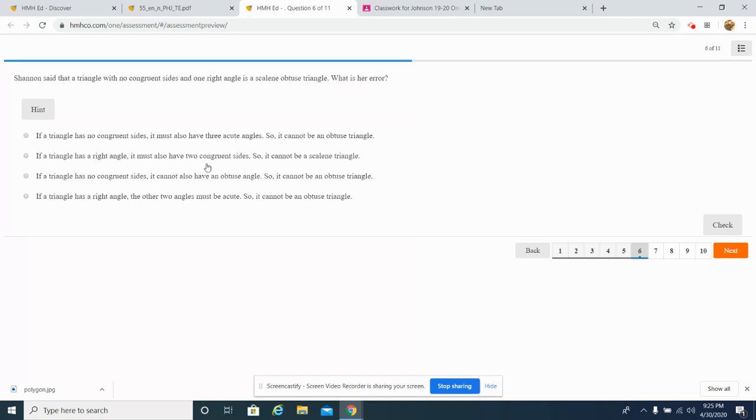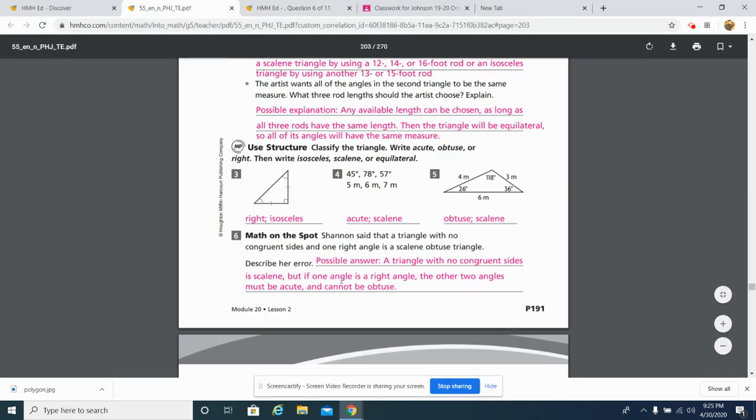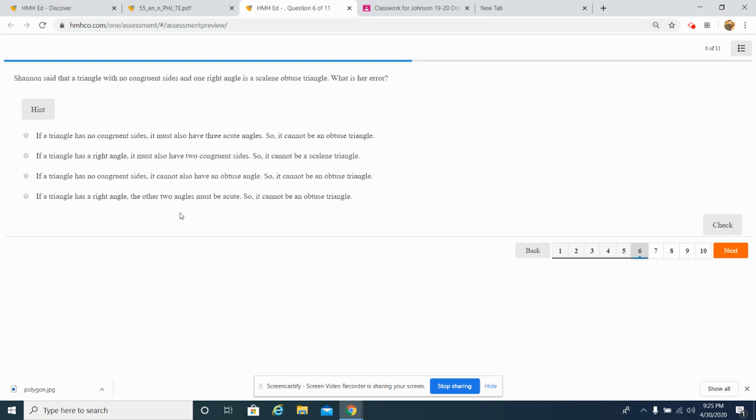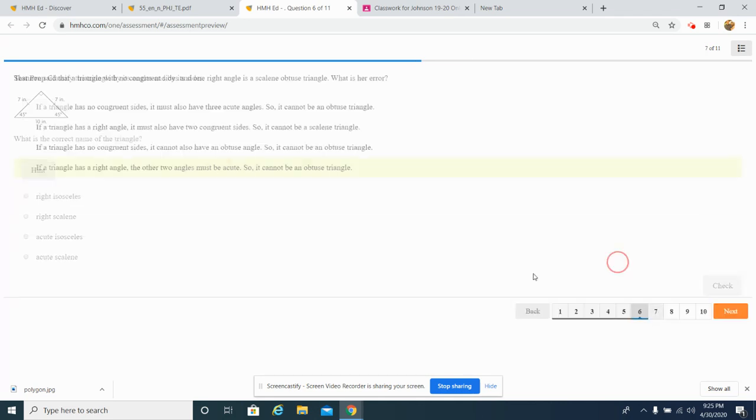Okay, Shannon said a triangle with no congruent sides and one right angle is a scalene obtuse triangle. What is her error? Well, a triangle with no congruent sides is scalene, but if one angle is a right angle, the other two angles must be acute and cannot be obtuse. So that would be that one.